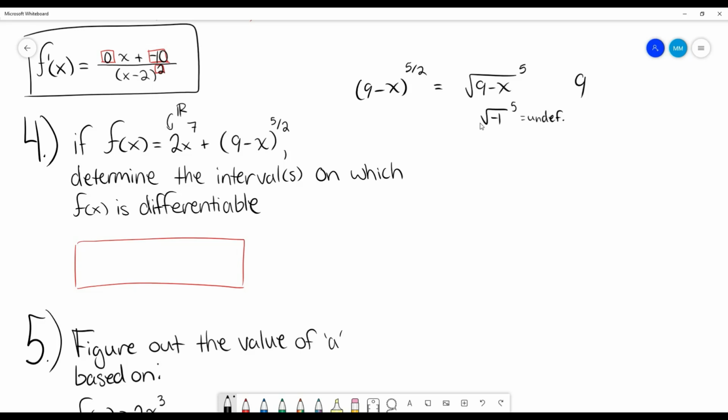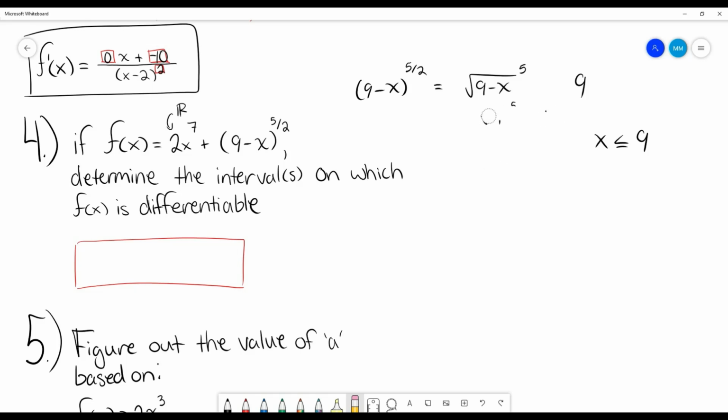So I know that x cannot be greater than 9. So it's going to be less than, but I know it can be equal to, so it's going to be less than or equal to 9. And we can double check that. If I plug in any number smaller than 9, maybe an 8, that'll get me a square root of 1 to the 5th, which is valid, and so on.